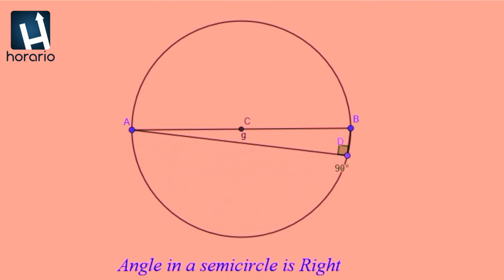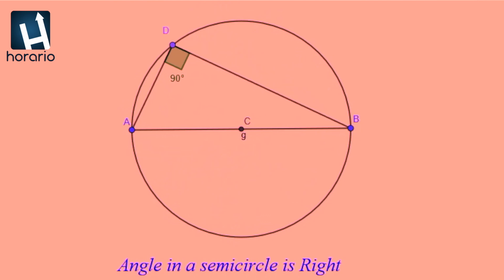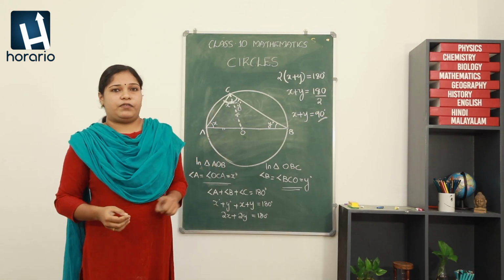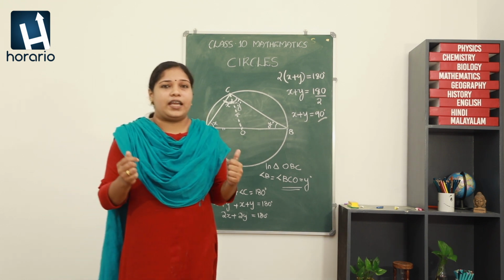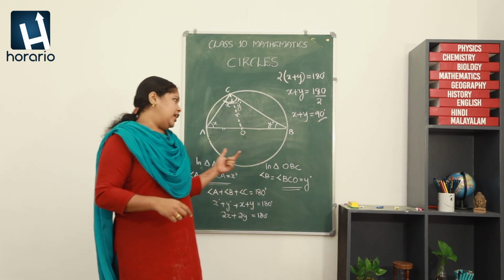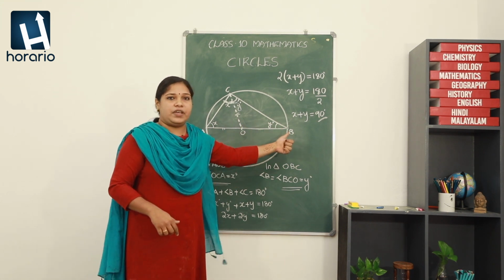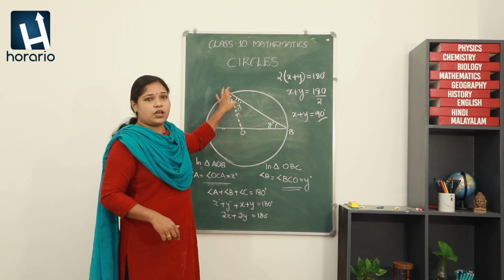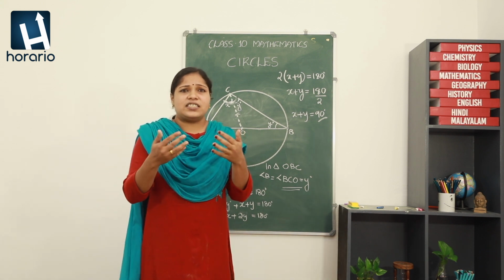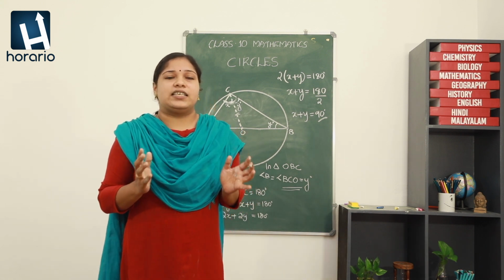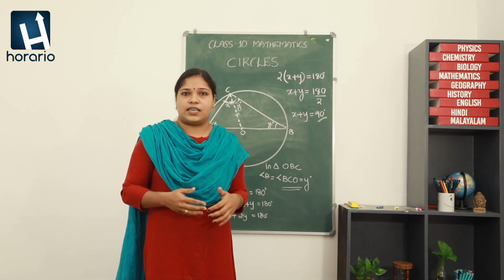If we join the end points of the diameter of a circle to a point on the circle, here AB is the diameter and the end points are A and B, the angle formed there is right. So in a simple way we can say that angle in a semicircle is right.